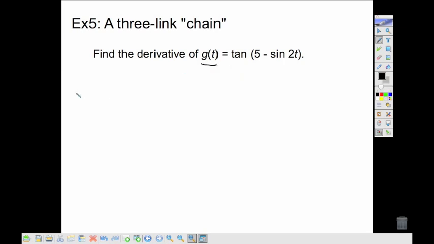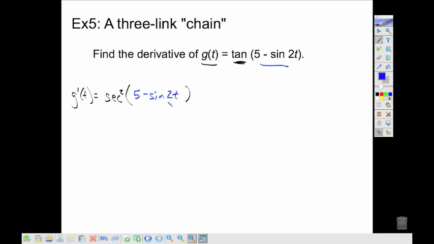If we look at this one, we're taking the derivative here to get g prime of t. We think first about our outside function. Now clearly tangent is the function with all that rest of that stuff inside of there. So the derivative of tangent is secant squared. Okay, and then I'll put parentheses here to write in whatever we have on the inside. Okay, so getting rid of this, I have on the inside 5 minus sine of 2t.